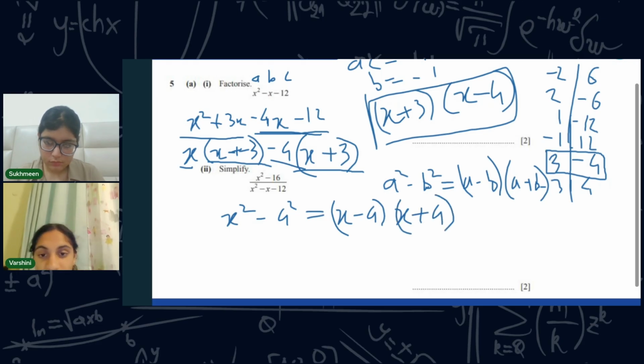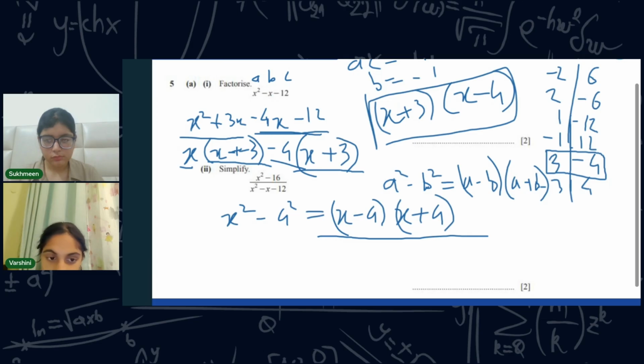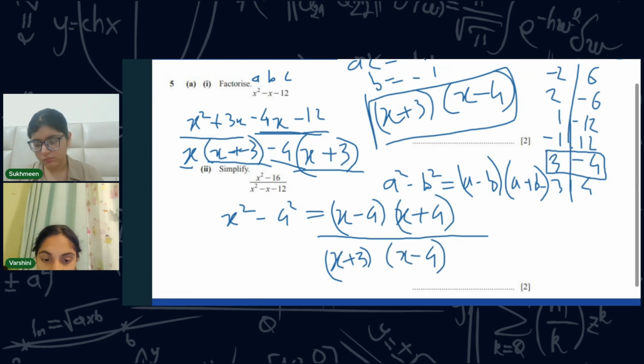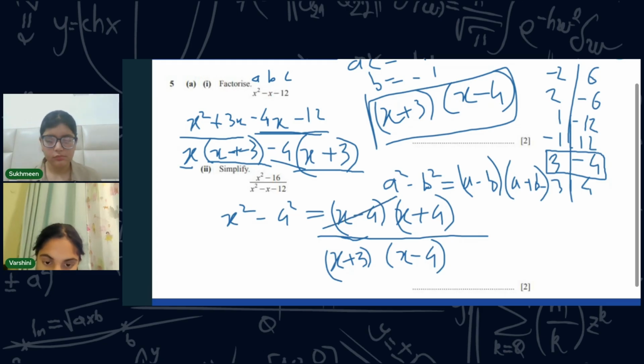And we've also already factorized our denominator over here as x plus 3 into x minus 4. So all we have to do is rewrite this as x plus 3 into x minus 4. And now we can also see that over here x minus 4 is on both the numerator and the denominator. So since they're both multiples of the top and the bottom, we can cancel them out and divide both the numerator and denominator by x minus 4.